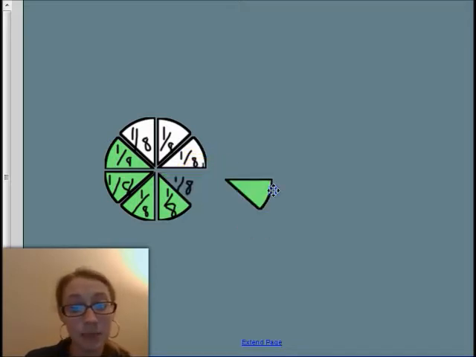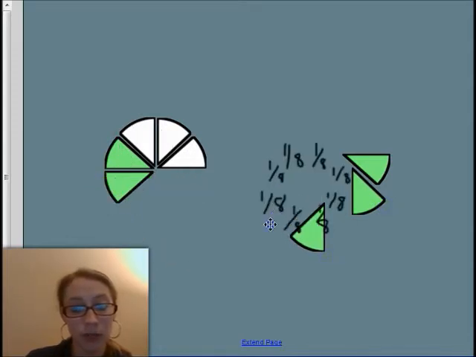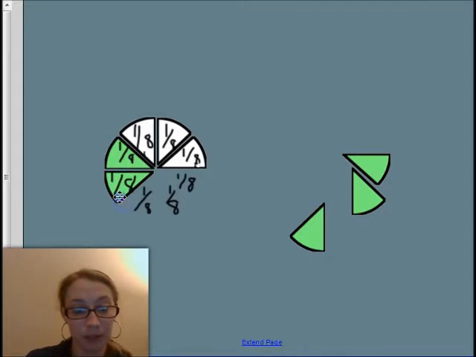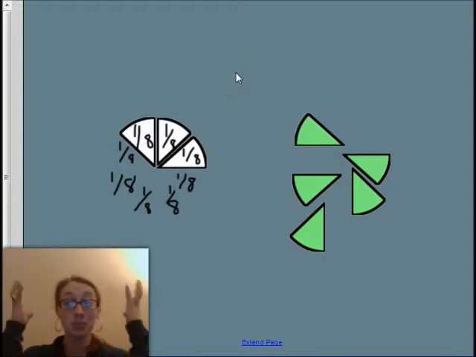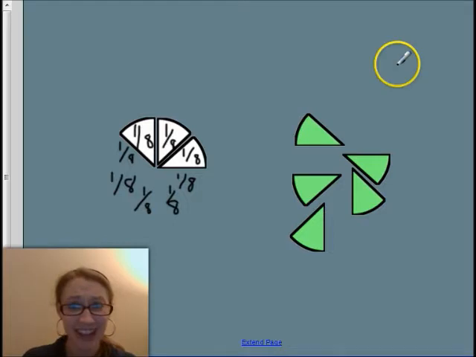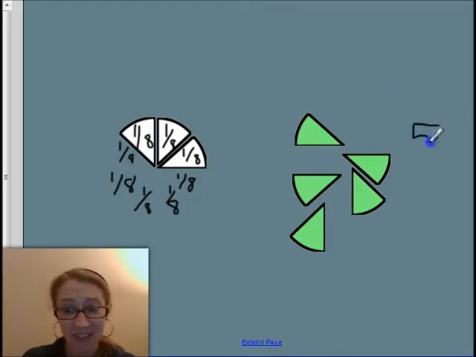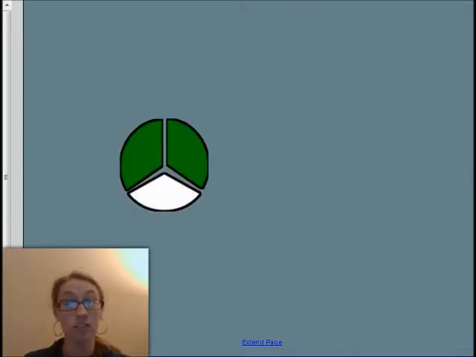Well, let's see how many 8s we have. 1, 2, 3, 4, whoopsie, 4 pieces, 5 pieces. So how many 8s do we have that are colored? That's right, 5 8s. 5 out of 8 are green. 5 8s.